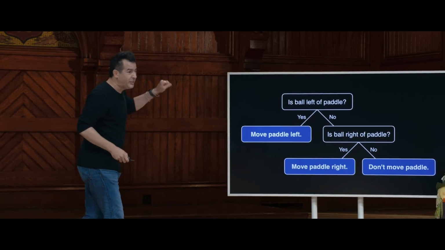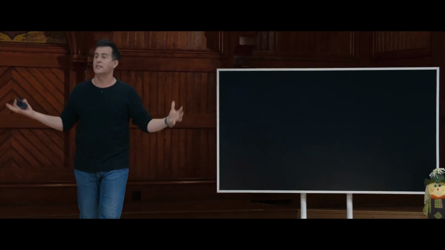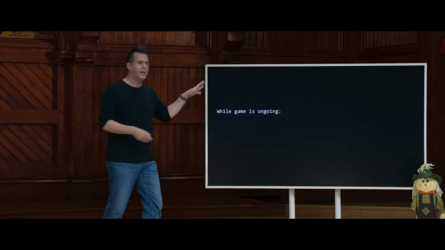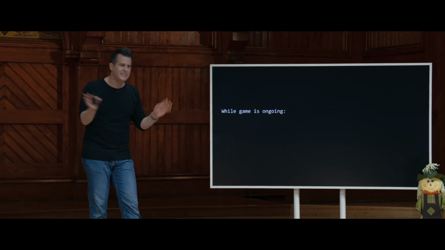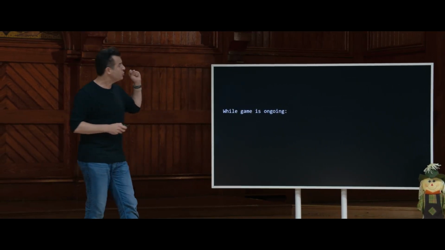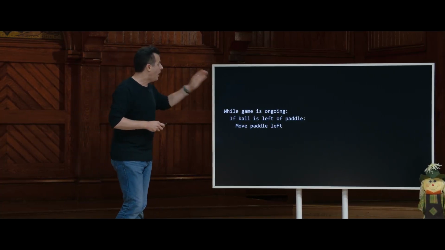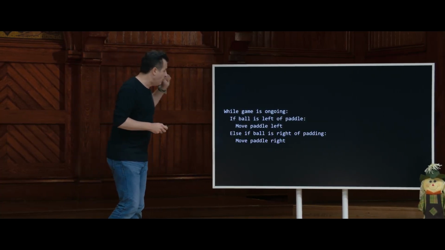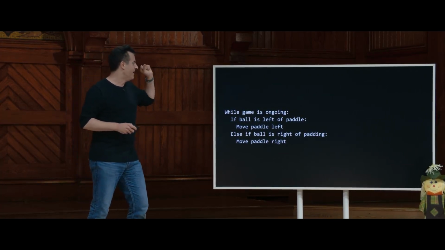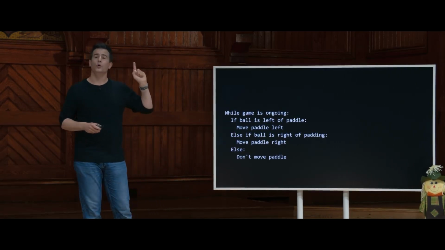So Breakout is fairly straightforward when it comes to an algorithm. And we can actually translate this, as any CS50 student now could, to code or pseudocode, sort of English-like code that's independent of Java, C, C++, and all of the programming languages of today. So in English pseudocode: while a game is ongoing, if the ball is left of the paddle, I should move paddle left. Else, if the ball is right of the paddle, I should move paddle right. Else, don't move the paddle.